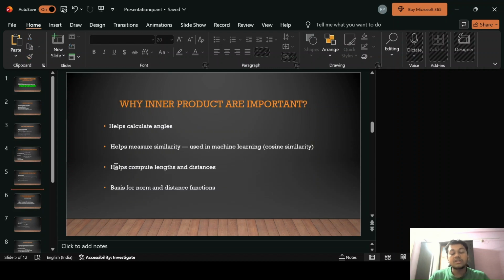Now, we'll see why inner products are important. Because it helps to calculate angles between vectors. It also helps to compute length and distances between vectors. It also helps as the basis for norms and distance functions.